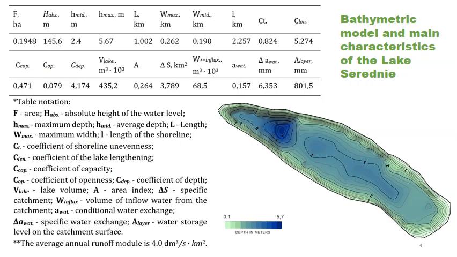Based on the results of echo-sounding data processing, we built a bathymetric map of Lake Rivne. The central part of the bed of the lake basin has a depression of elongated shape of more than 3 meters. The average depth of the reservoir is 2.4 meters. The area of the lake is 0.2 square kilometers. Other morphometric and hydrological parameters of the lake are given in the table.